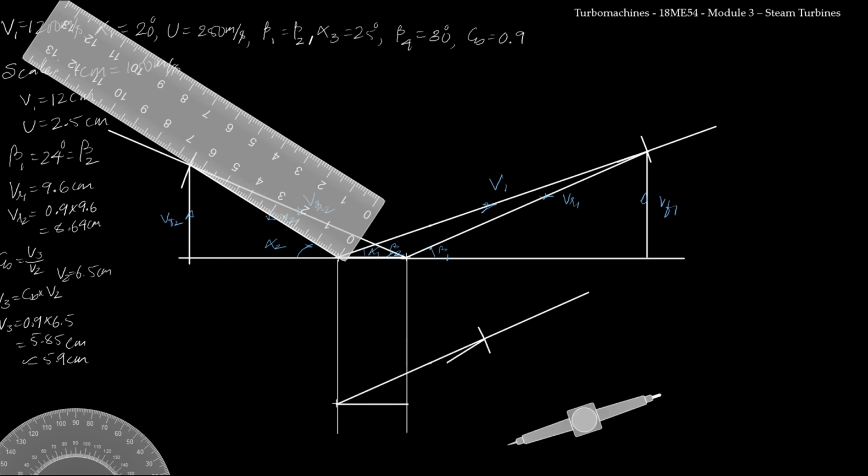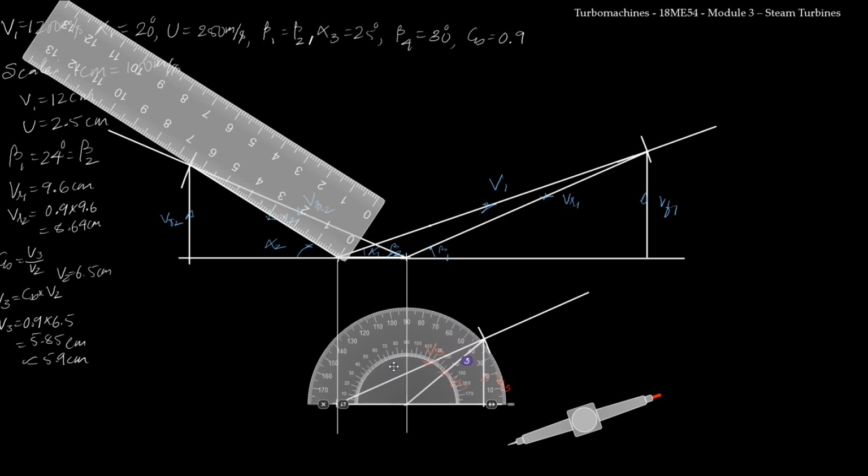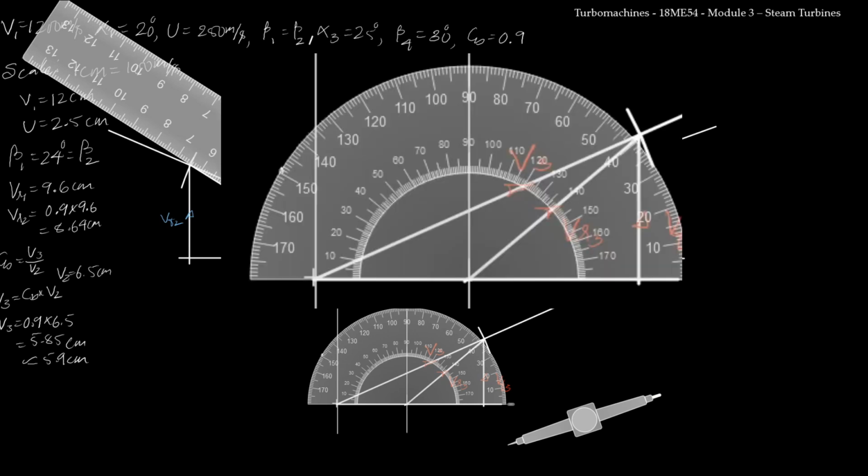From here I will join U. This completes the construction of the second stage inlet velocity triangle. This is V3, this is VR3, and this is VF3. Now I know the relation between VR3 and VR4, and they have also given the value of beta 4. So first let us mark beta 4. Beta 4 is 30 degree. So here this is 30 degree.